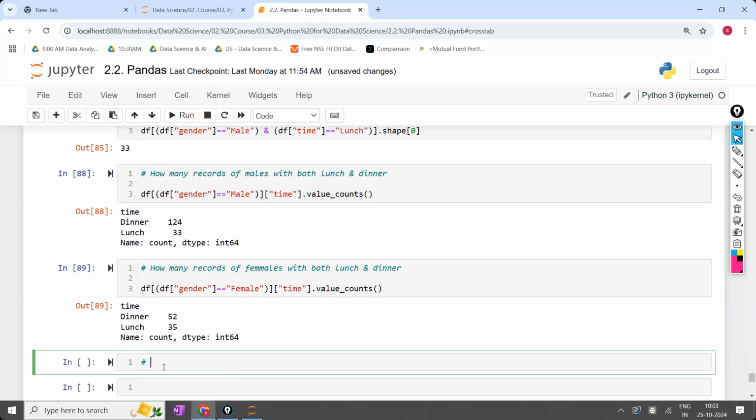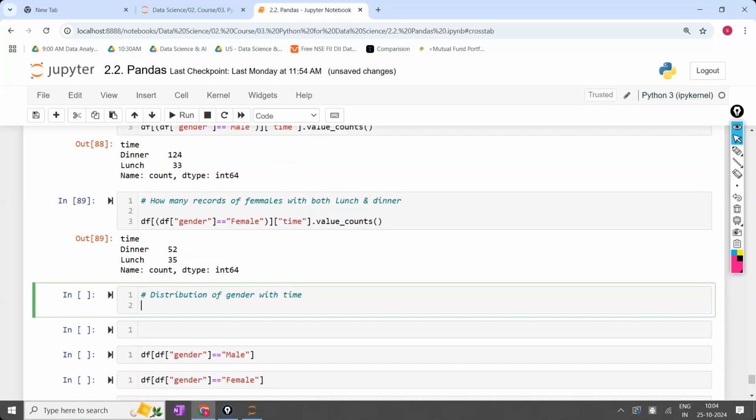distribution of gender with the time. Distribution of gender with the time. What is meant by with the time is, I want it in terms of both male and female. Gender distribution with the time. Gender distribution means whatever the genders are there along with all the times. A combination of all of them.